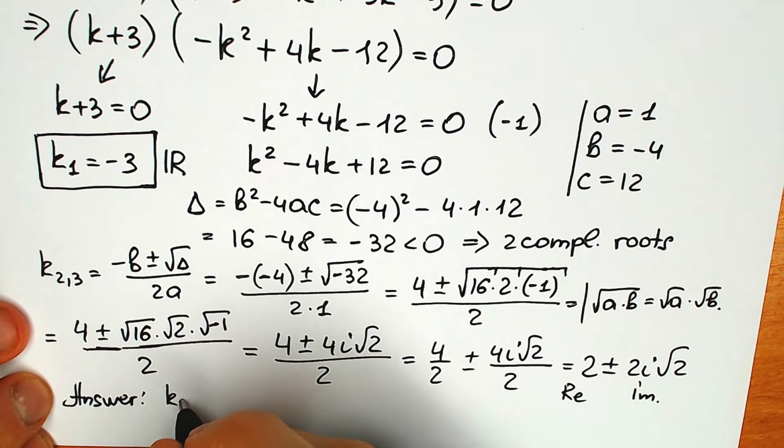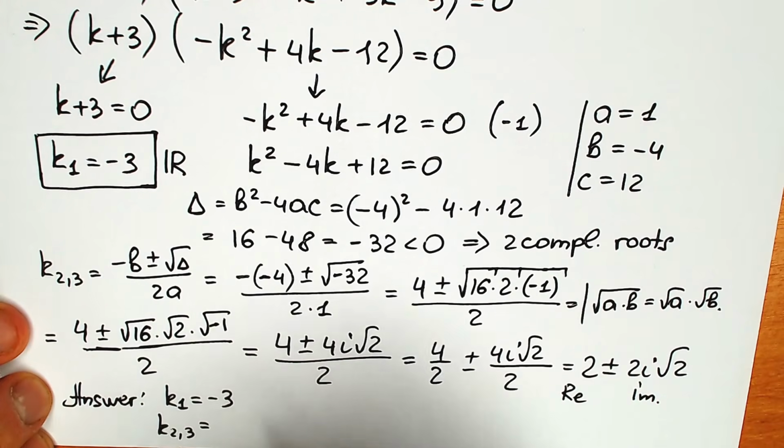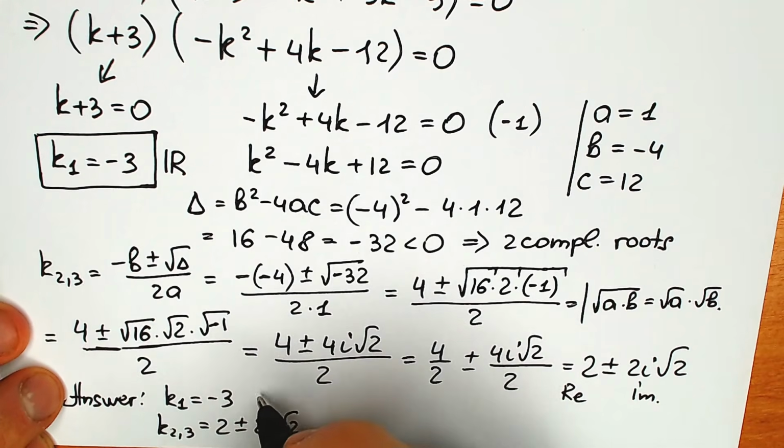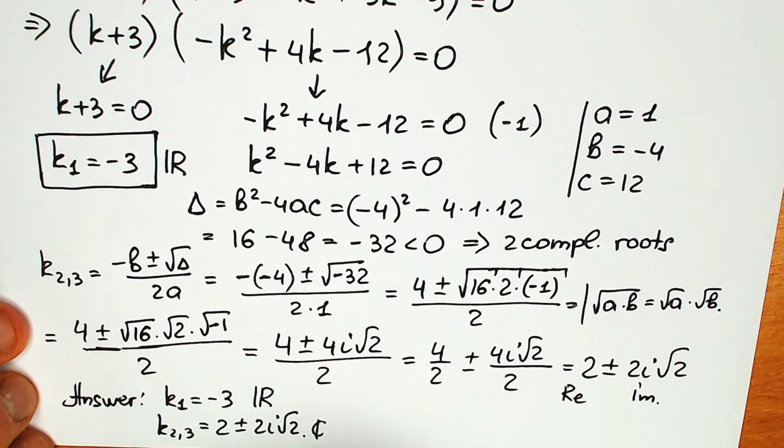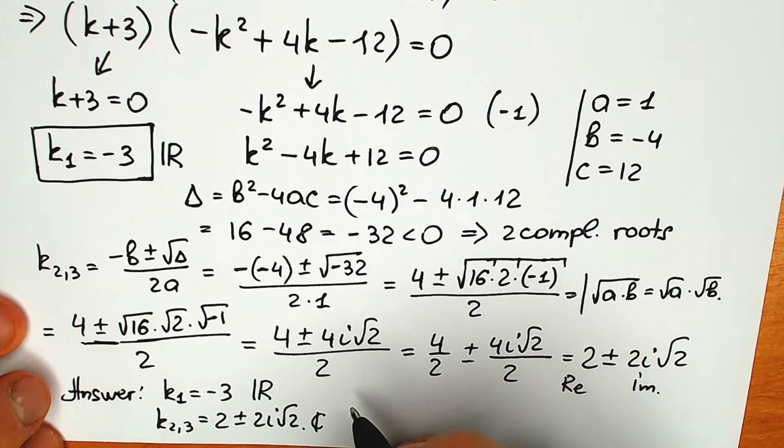k first equal to -3, and k second and third equal to 2 plus minus 2i square root of 2. So we have one real number root, and we're going to check it right now, and the second and third are our complex roots. So right now let's do it.